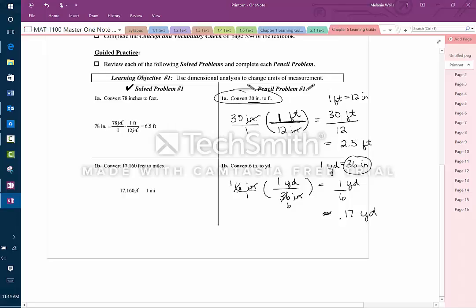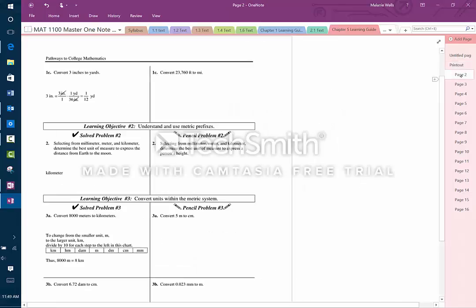0.17 of a yard. Okay, let's go to another one, and you'll notice that this dimensional analysis just keeps me in the same exact type of problem with different units. 1C, convert 23,760 feet to miles. There's a conversion factor that says that 5,280 feet is equal to 1 mile. So we'll start with what's given, 23,760 feet. Put that over 1. We want to get rid of feet, so we're going to put the feet in the denominator.